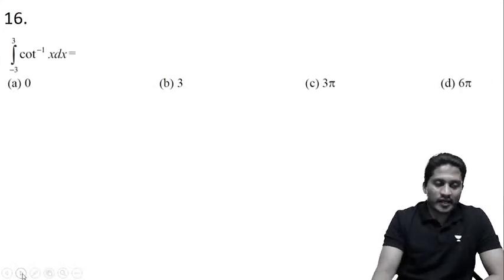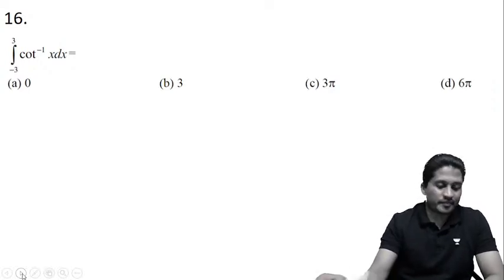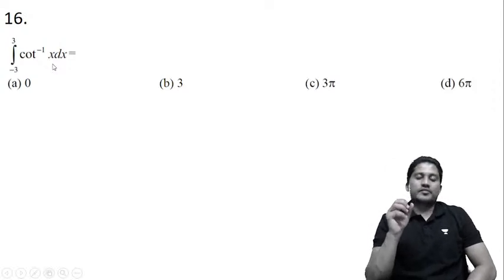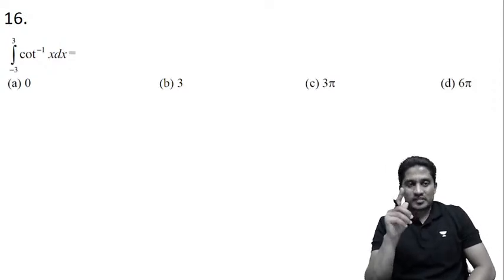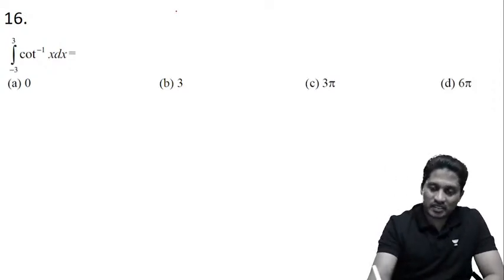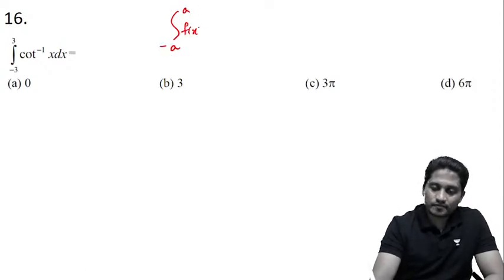Okay, and I did one property in my previous video as well. You can use by parts, right? Cot inverse of x is cot inverse of x into 1 and use by parts. That is one way. Second method, if it is neither even nor odd, minus a to plus a f of x dx can be written as 0 to a. This will be equal to f of x plus f of minus x dx.